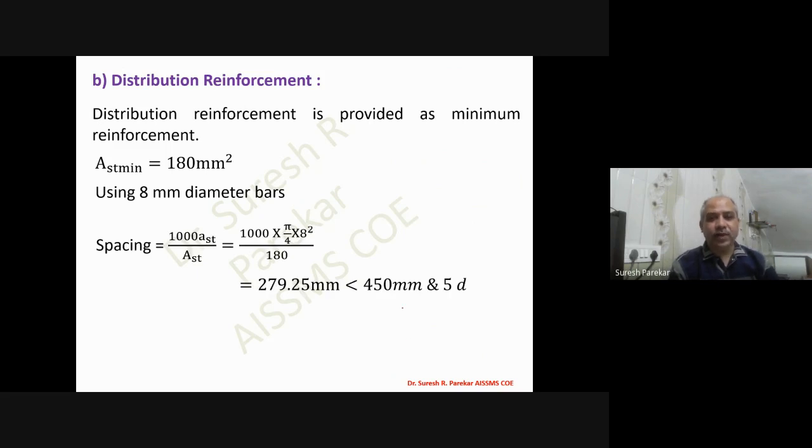The same formula we have to use for spacing. You can see this is the area of a single bar, and that gives me a value of 279.25, which is less than 450 millimeter, and 5d, that is 130 into 5, 650 millimeters. So we have to again provide the lesser. Now you may think 279.25, we will go to 280, but then you are going to provide Ast provided less than 180, which will not be allowed by your IS code, and therefore we have to go for 270 millimeter center to center. So this will be your distribution reinforcement.